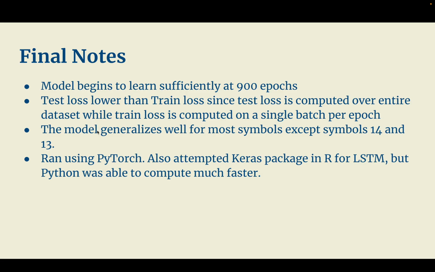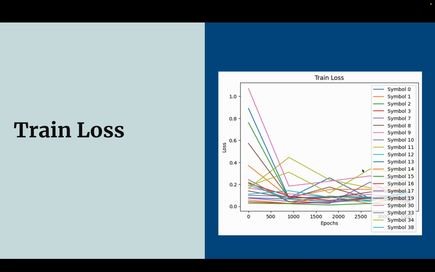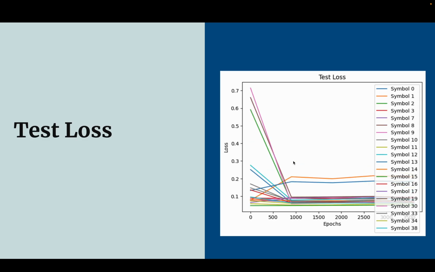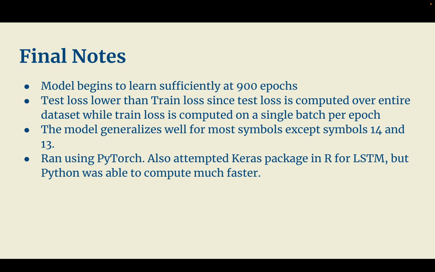And then the model generalizes well for most symbols except symbols 14 and 13. So we can go back and see in the train data set 13 and 14, or rather these two for the test data set. It's learning in the train data set and it's not doing very well at predicting for symbol 13 and 14, which suggests that they're less similar to the other symbols and harder to generalize and understand toward.